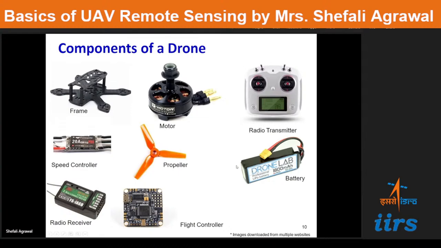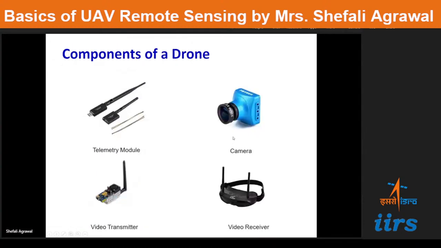Right? Then there is a battery, and a radio transmitter to control the drones from the ground. A radio receiver is there. You have a telemetry module, a camera, a video transmitter, and a video receiver. So a GPS module, which I said is also there, uses the GPS systems to pinpoint the drone location.